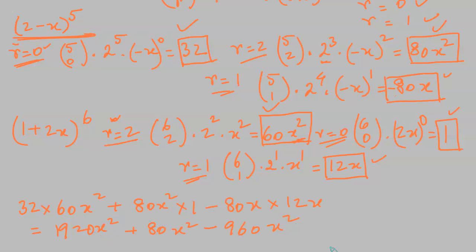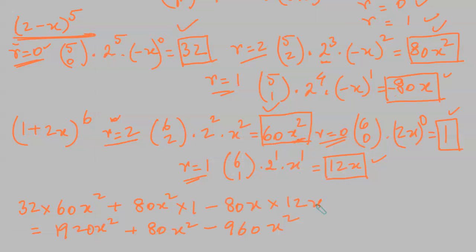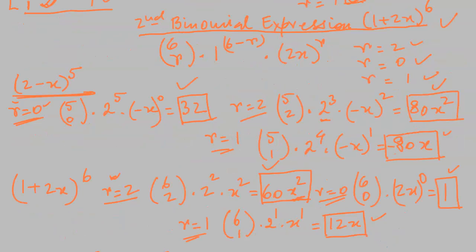Okay, let us take the calculator's help. So 1920 plus 80 minus 960 is equal to 1040. Okay. So this is equal to 1040x square.